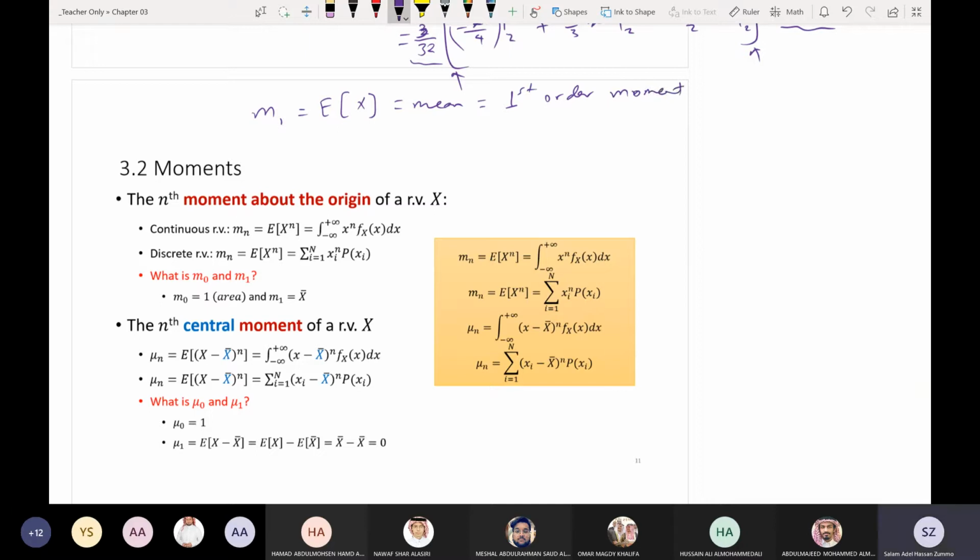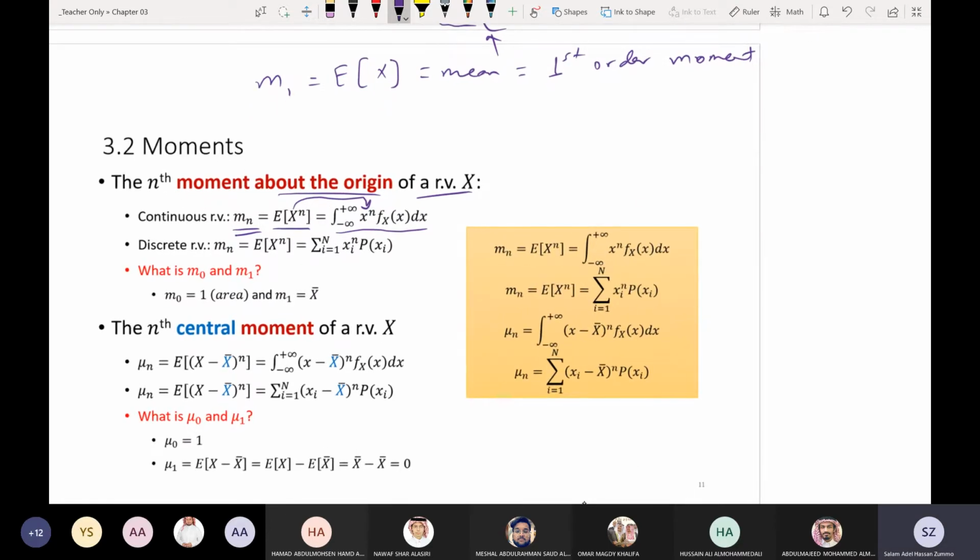What about the nth order moment? The nth order moment about the origin of a random variable X, we call it M sub n, and it's nothing but the expected value of X to the power n. Expected value of X to the power n means that we use the same averaging except that we put next to the PDF X to the power n. So it's the integral from minus infinity to infinity of X to the power n multiplied by the PDF.